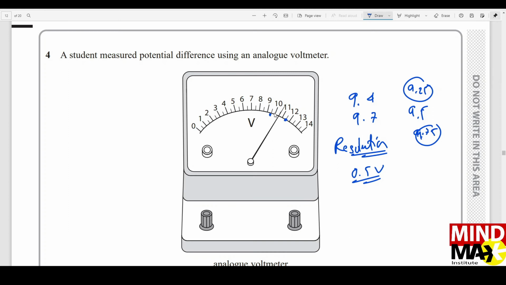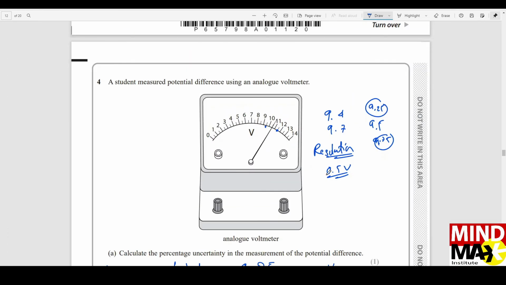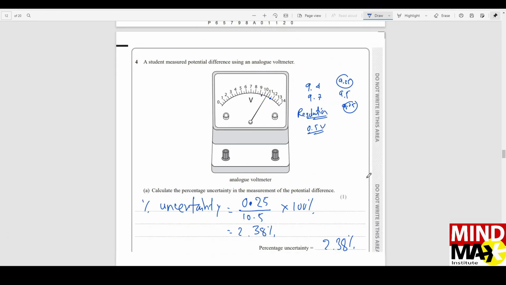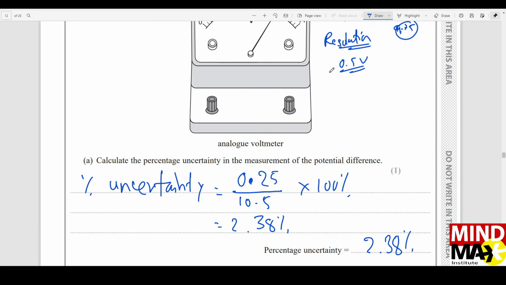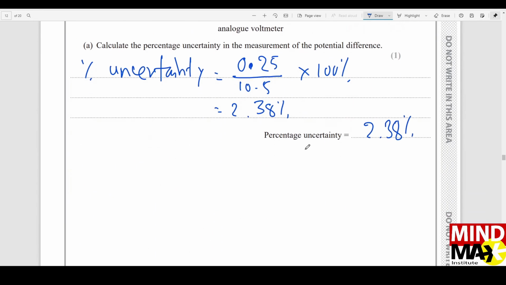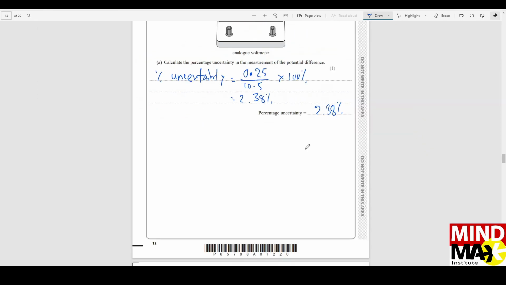So if the resolution here is 0.5, we have to pick half of it, which is 0.25. That is how much mistake or how much uncertainty there is in finding the value of the voltage. So this is what we did. Percentage uncertainty is uncertainty divided by original value. Original value, as you can see here, it's pointing at 10.5. Times 100%. That's what we got.